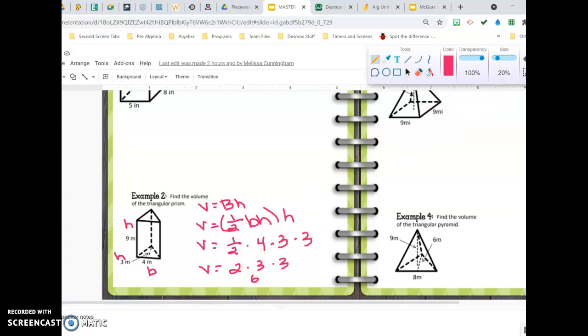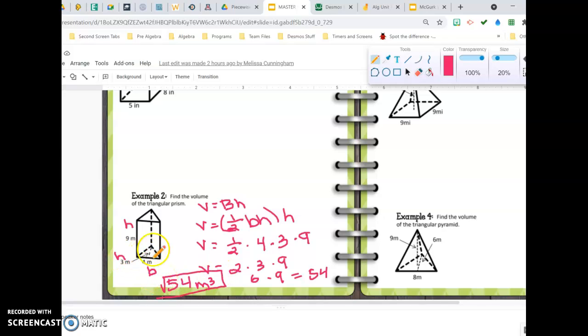I used the wrong number here. Sorry. I don't know why I put the 3 there. Let me go back and fix that. You're probably already wondering what I'm doing. There's the 9. Sorry, I wrote the wrong number. 2 times 3 is 6. 6 times 9 then is equal to 54. And so the volume here is going to be 54, and it's meters cubed. Okay, so that's your final answer there.